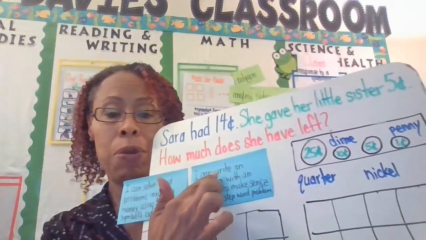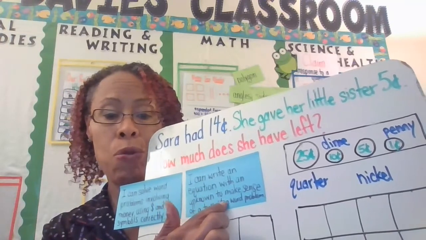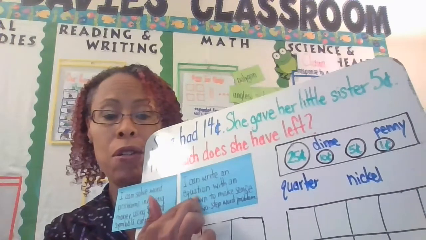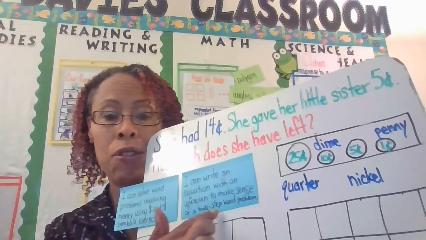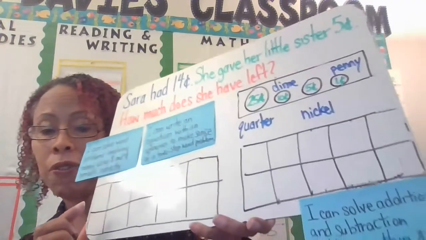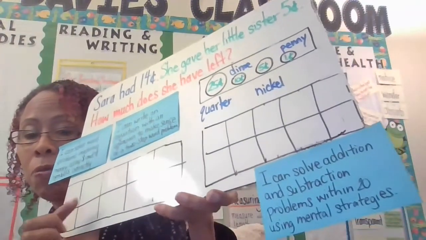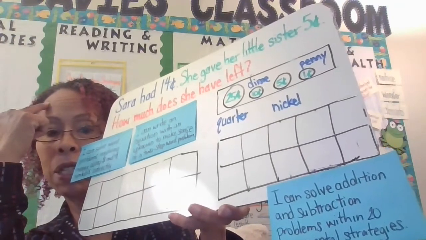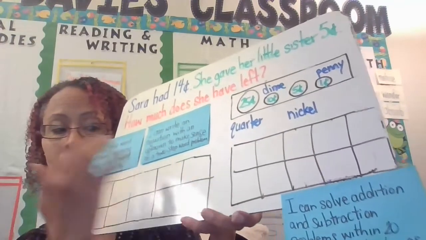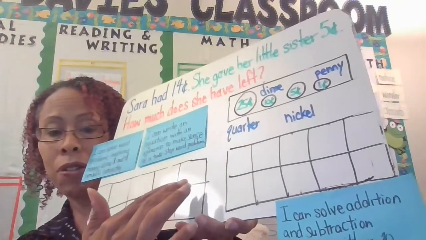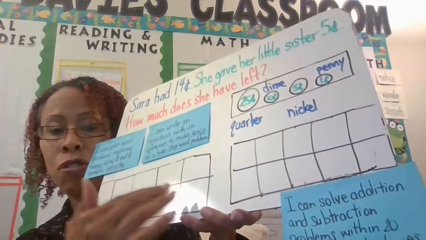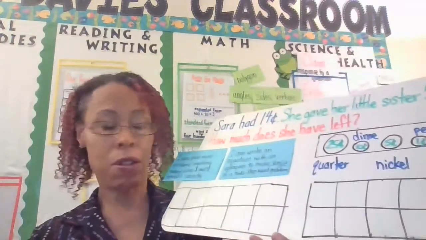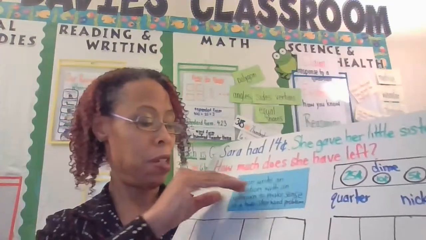All right, I can write an equation with an unknown to make sense of a two-step word problem. So there's going to be an unknown, a part that we don't know. There's going to be two steps involved. And then finally, I can solve addition and subtraction problems within 20 using mental strategies. So we're going to be doing this in our head. Even though we have these base 10 models down here, we're using it to show what will be happening inside of your head. All right, so those are our learning targets or objectives for today.